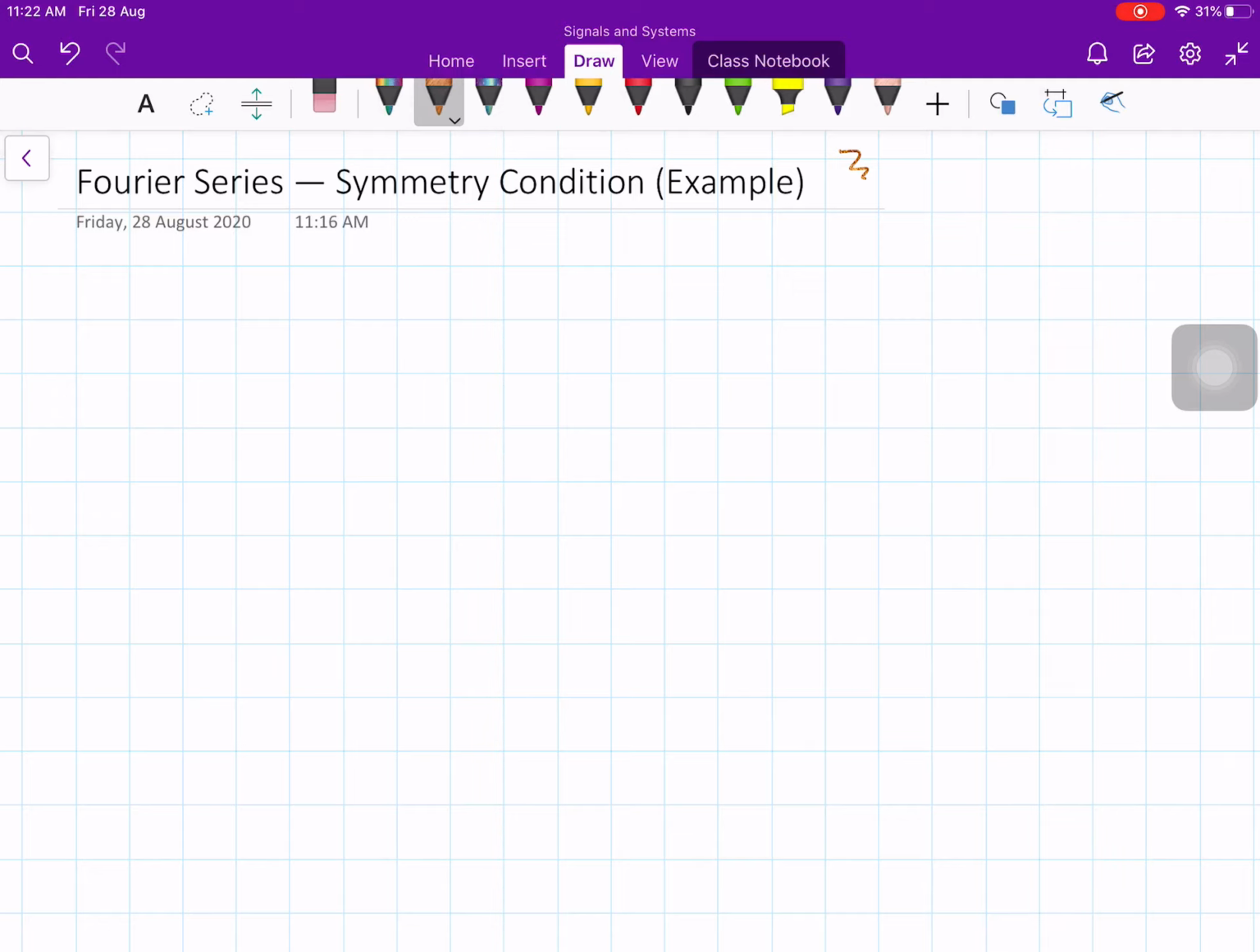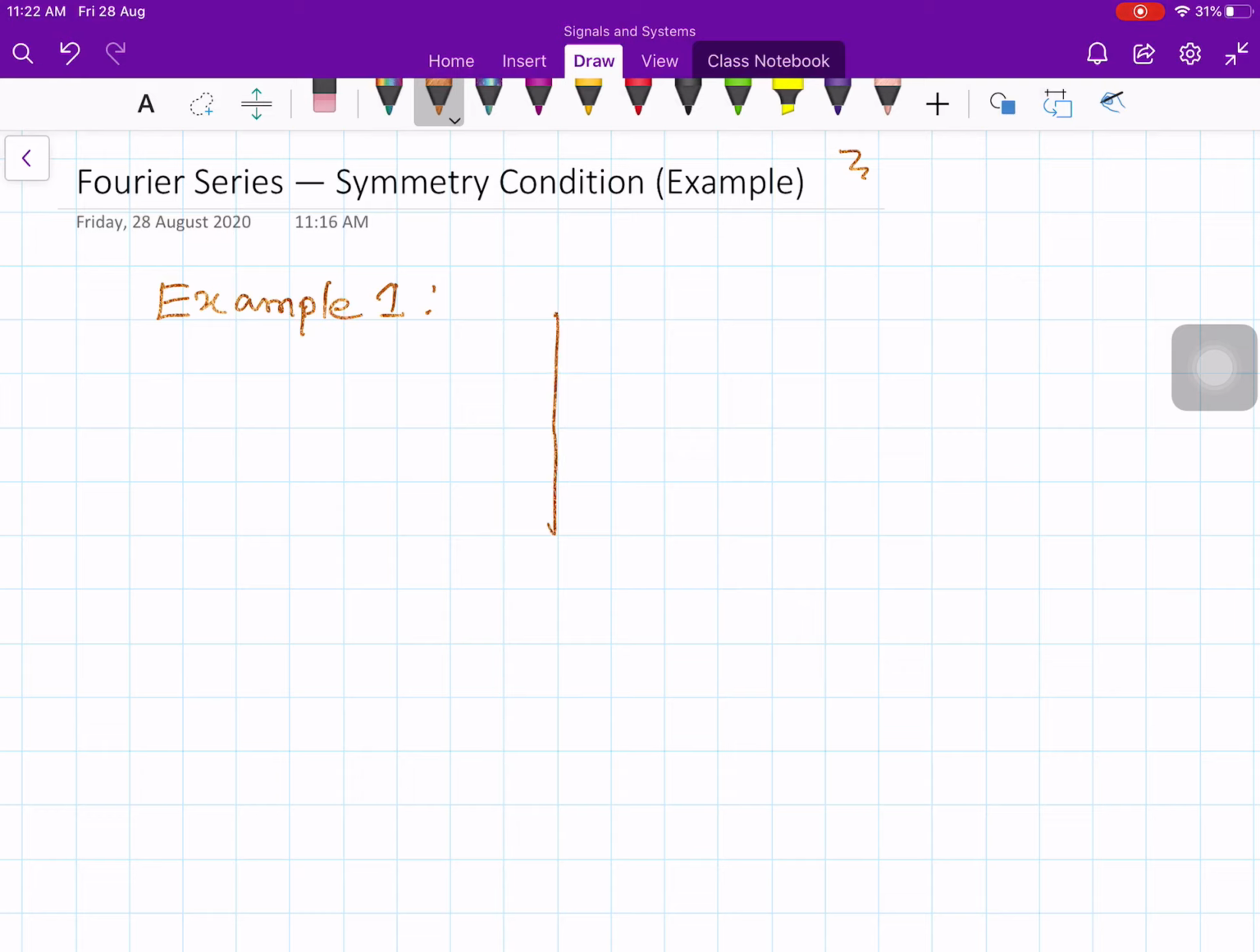So let us work out a few examples to illustrate these ideas in this lecture. Example 1. Let me draw some waveforms, and then let's find out what kind of harmonic components are present by making use of the various conditions that we have discussed in the last lecture.